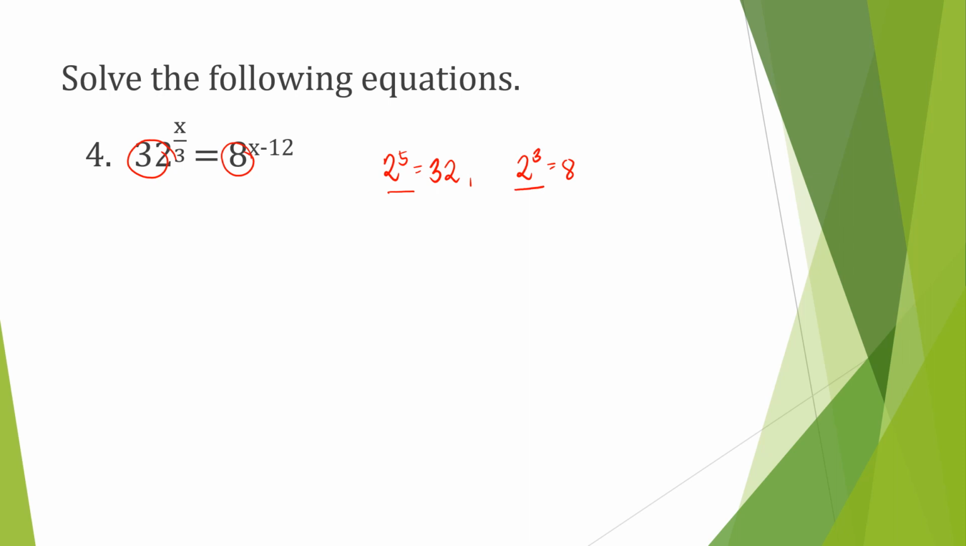So this one will become the quantity 2 raised to 5 raised to x over 3 is equal to the quantity 2 cubed raised to x minus 12. By the property of equality of exponential functions, if the bases are the same, then the exponents must be equal. So we will equate the exponents.